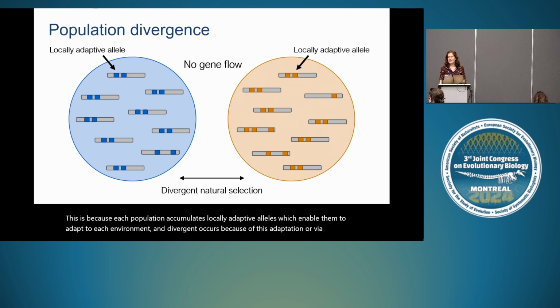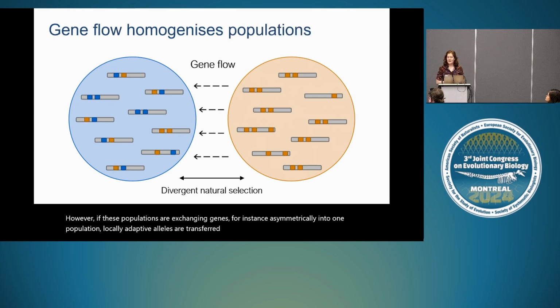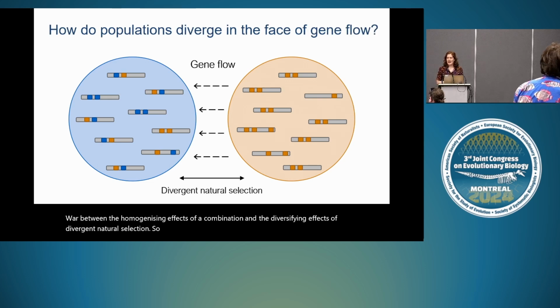However, if these populations are exchanging genes, for instance, asymmetrically into one population, locally adaptive alleles are transferred and recombined into the recipient population, which makes them similar. So during such cases of divergence in the face of gene flow, we have this tug of war between the homogenizing effects of recombination and the diversifying effects of divergent natural selection. So how do populations actually diverge when they're still exchanging genes?